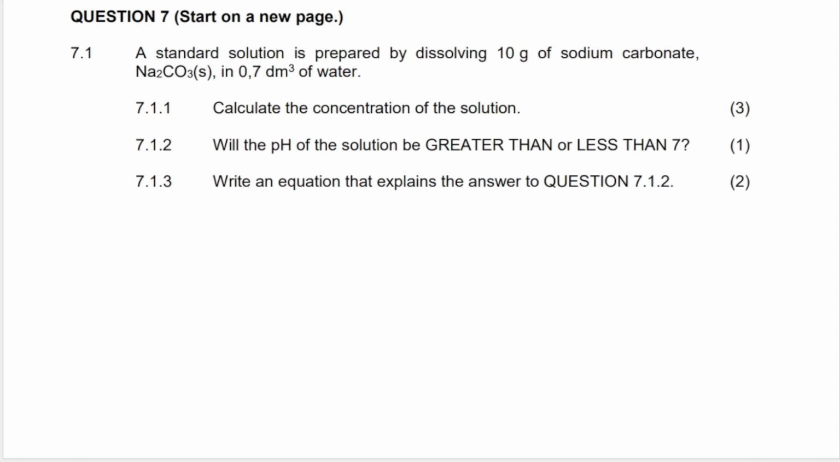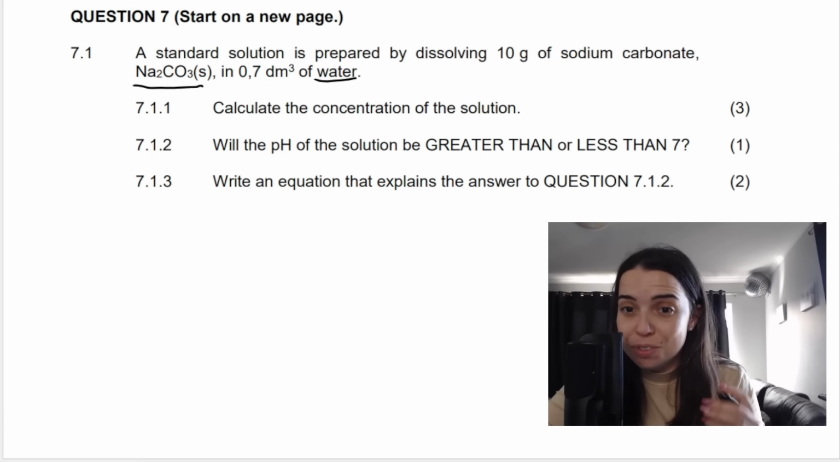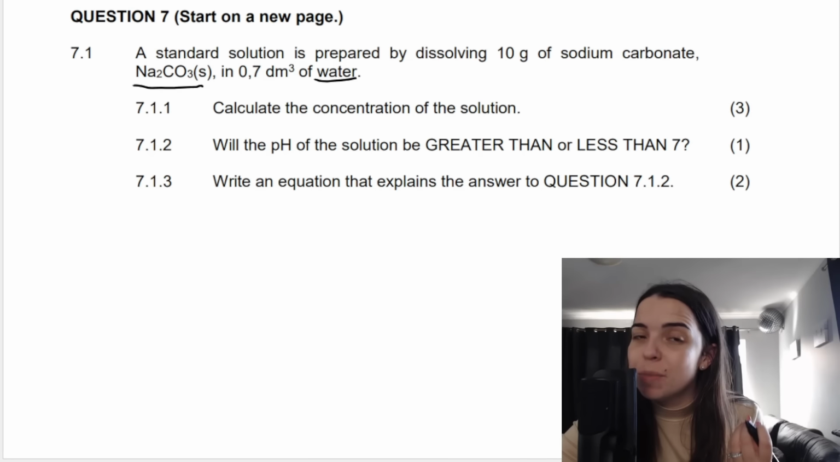Now the next question says, will the pH of the solution, so what solution are they talking about? Remember, they're adding this sodium carbonate to water. Will the pH of that solution be greater than or less than 7? Okay, now what they don't say in so many words in this question is that when we take Na2CO3 and dissolve it in water, a process called hydrolysis happens.